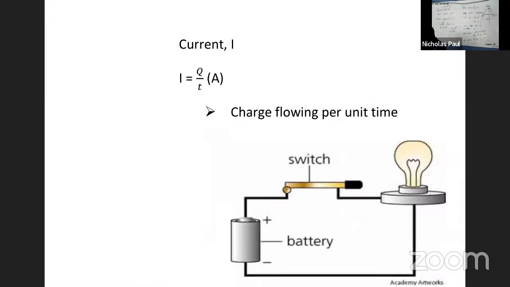Now, since we know Q is equal to IT, it means that I is equal to Q over T. So current flowing in a circuit is the charge flowing per unit time. Are you okay with that? Current is defined as charge flowing per unit time, SI unit amperes. What's the alternate SI unit for current? Charge is in coulombs and time is in seconds, so coulomb per second. Always make sure you know more than one SI unit.